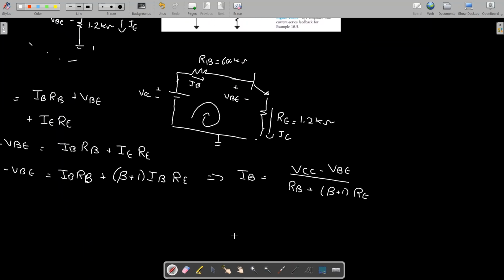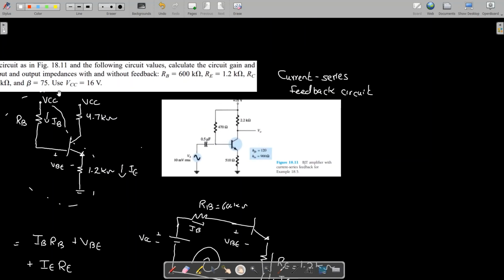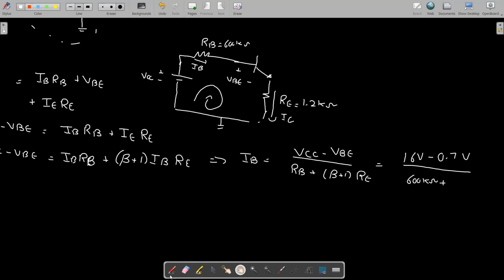So I am going to put values. VCC is given to us, which is 16 volts. VBE is your base to emitter junction, which is 0.7 volt. RB is given to you, which is 600 kilo ohm, and beta is also given to you. Beta is your current gain, and in this case it's 75. So beta plus 1 is 76, into RE. RE is your 1.2 kilo ohm. Now if you solve this, you are going to get IB is equal to 22.1 microampere. So we have found out the base current, which is IB.